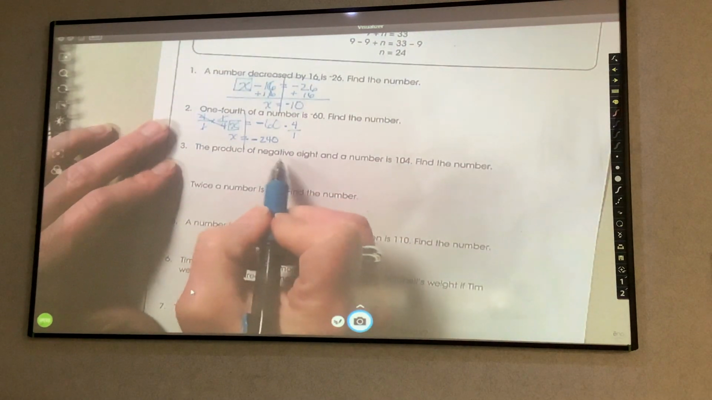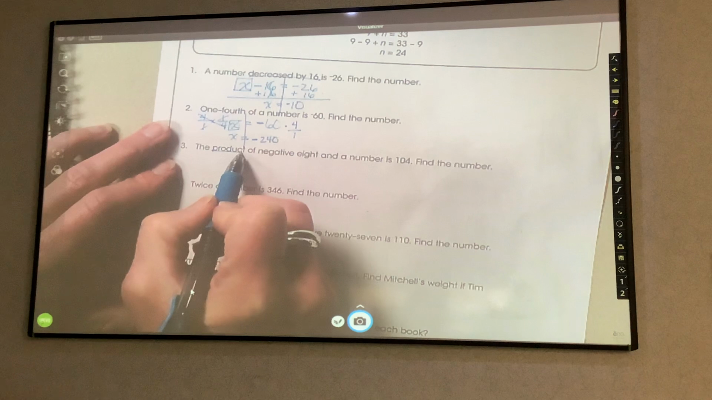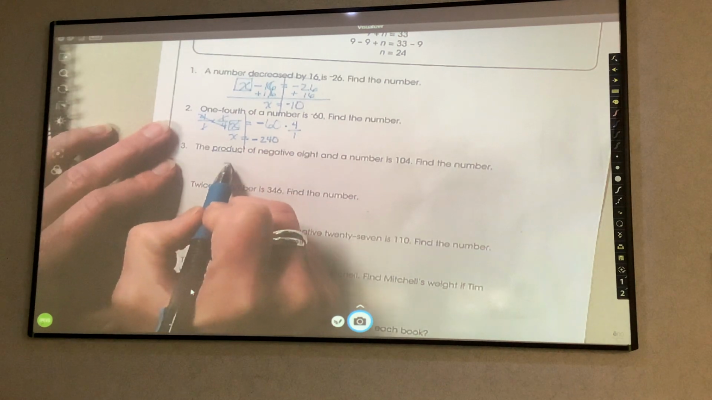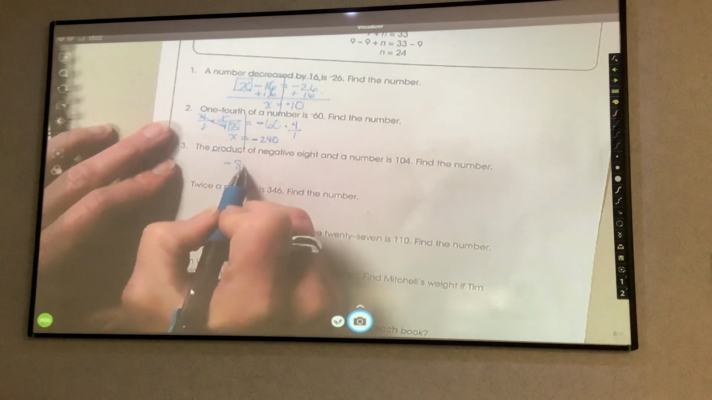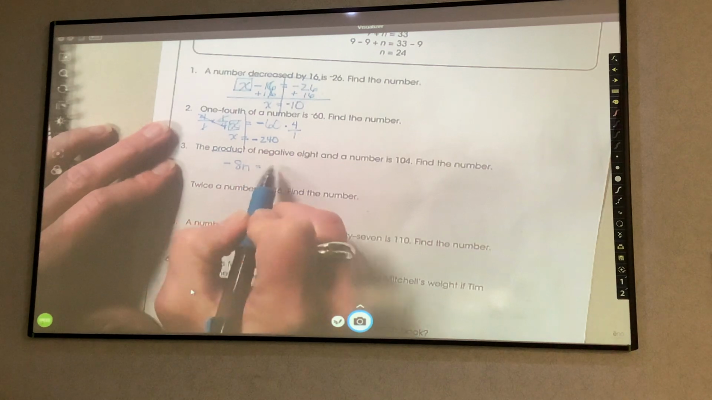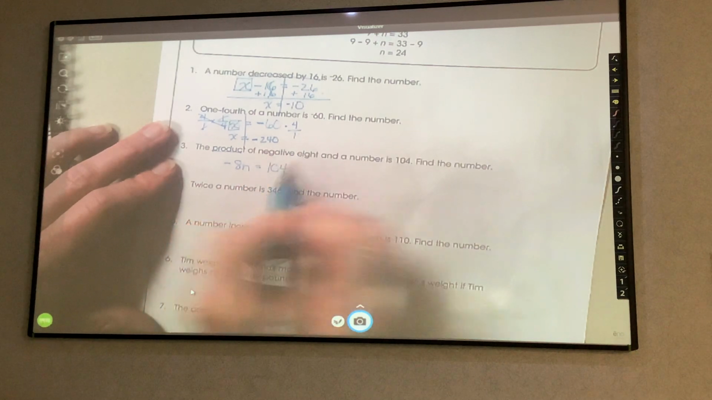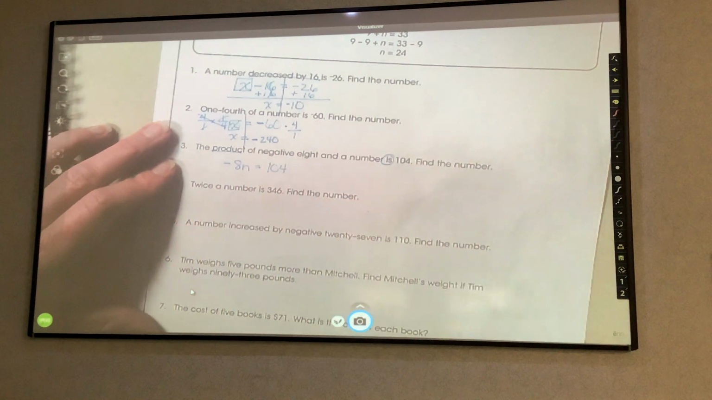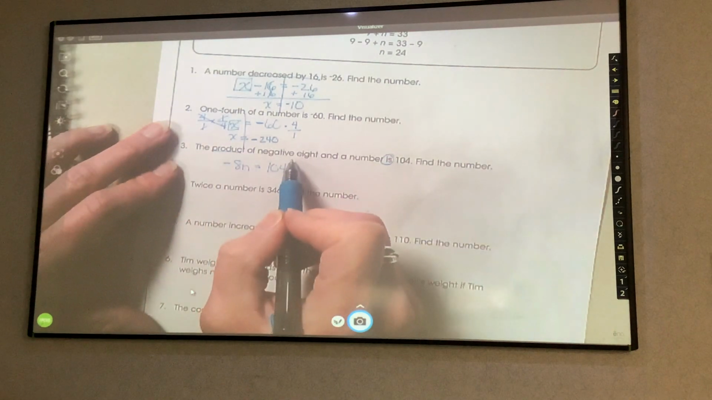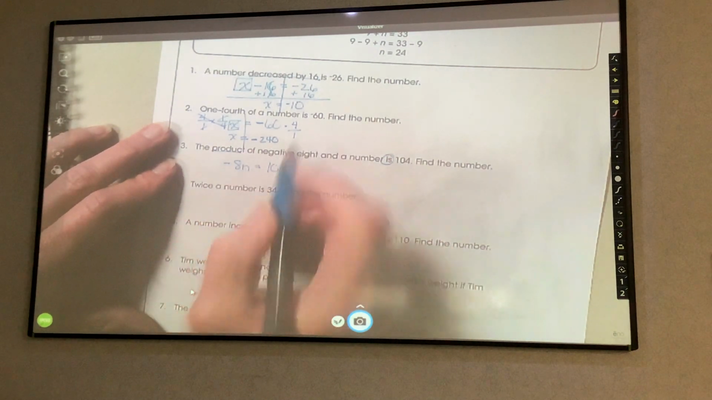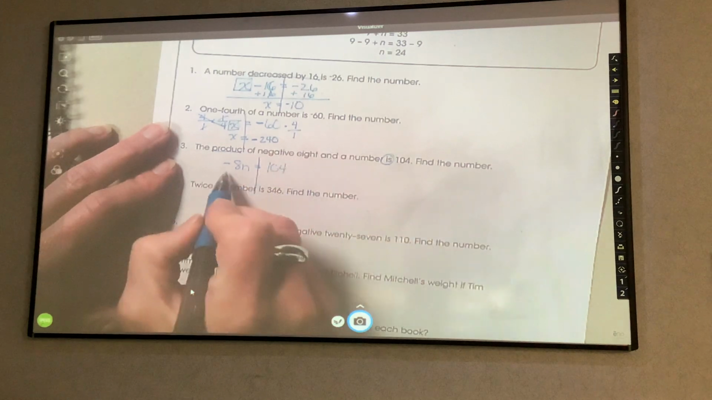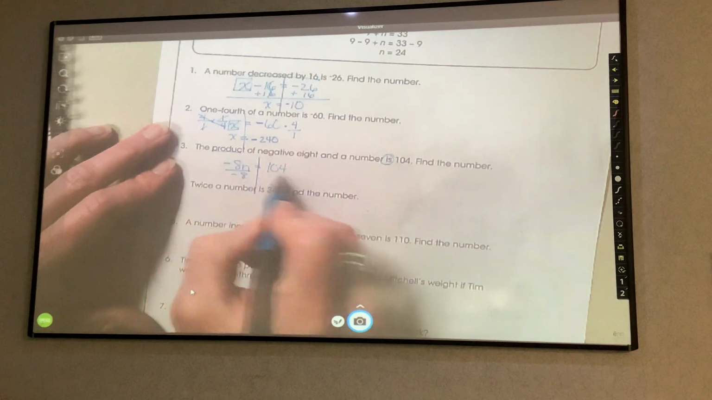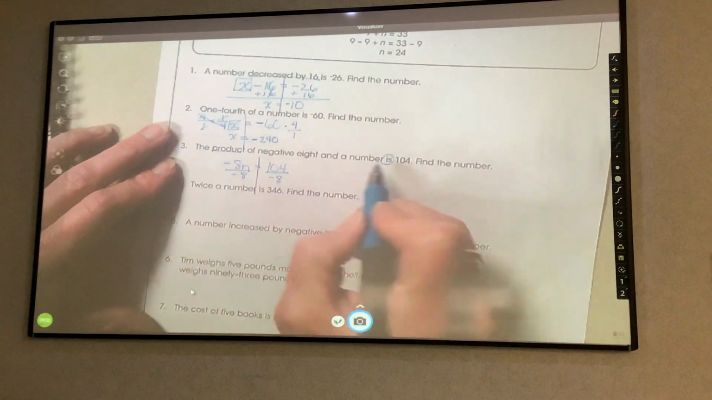The product of negative 8, so product means to multiply, negative 8 and a number equals 104, because is means it equals. So the product of a negative 8 and a number, so that's this here. Draw my line, divide by negative 8, divide by negative 8.